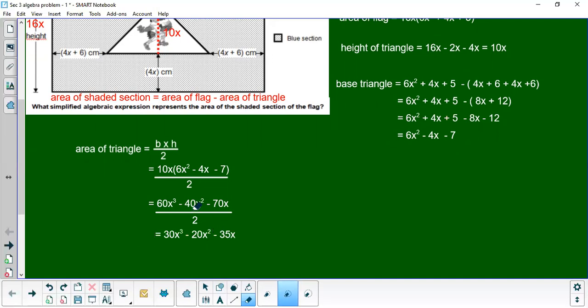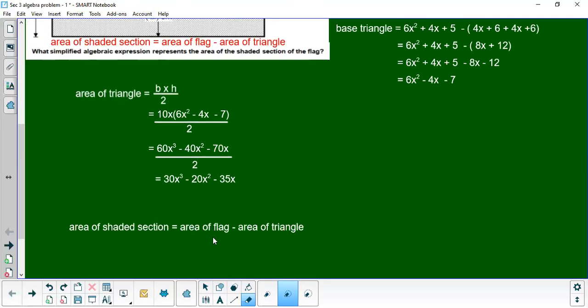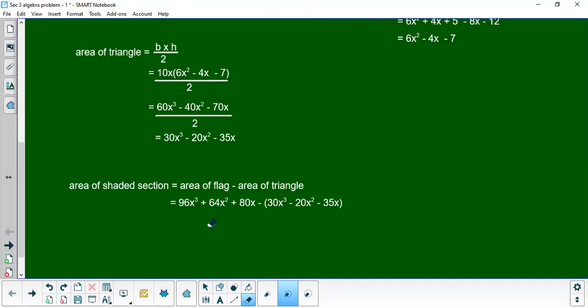So divide each term by 2. And now the final step is to do the subtraction. The area of the flag, which was given to us at the beginning, minus the area of the triangle that we found. Same thing, the minus needs to be in brackets, so all these signs are going to change when I remove the brackets. Okay, so minus 30 plus 20x squared plus 35, and there's your final answer.